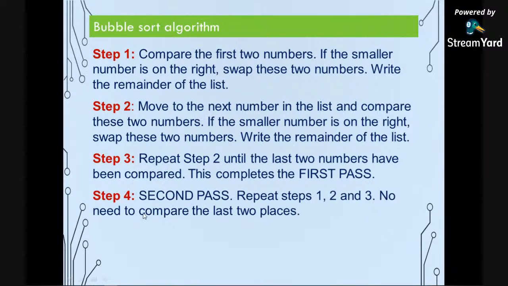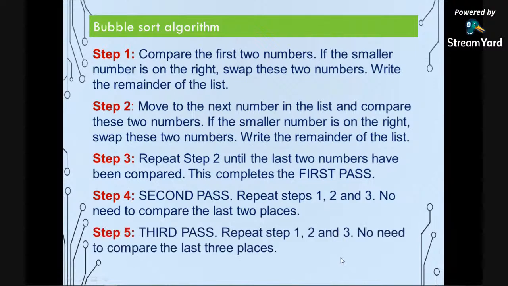Your second pass in step 4 is repeating steps 1, 2, and 3, and you don't need to compare the last two places because you know that the last item should be in the right place because it was bubbled up, and I will show you how that works in just a moment.